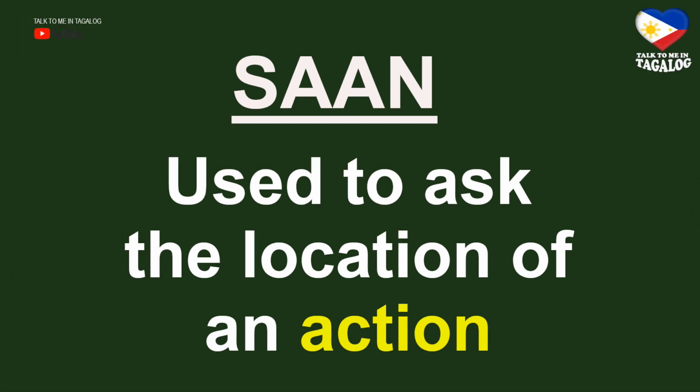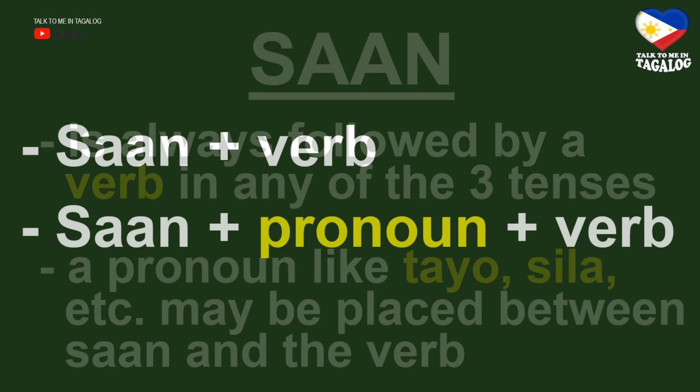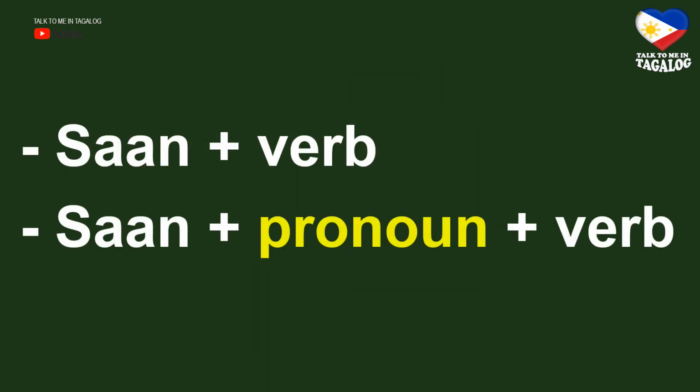Let's now study the question word saan. Saan is used to ask the location of an action. Saan is always followed by a verb in any of the 3 tenses, meaning it's followed either by a verb in the present, past, or future tense. And if you need to use it with Tagalog pronouns like tayo or sila, you should place them between saan and the verb. Here are the patterns that you may use as a guide.